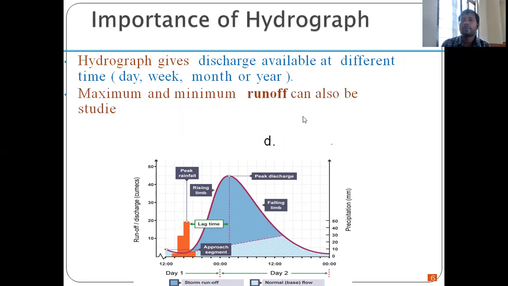Next one is the maximum and minimum runoff can also be studied. I will explain what runoff is: maximum runoff is the maximum flow of water. So that can be studied with this graph.